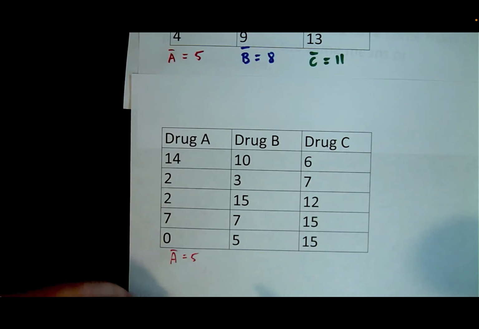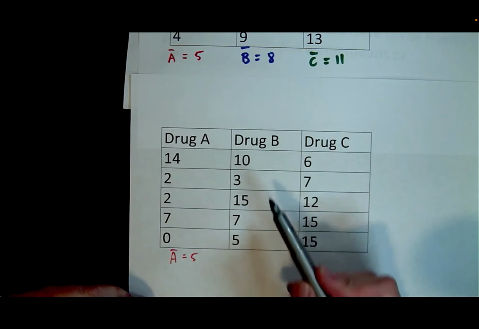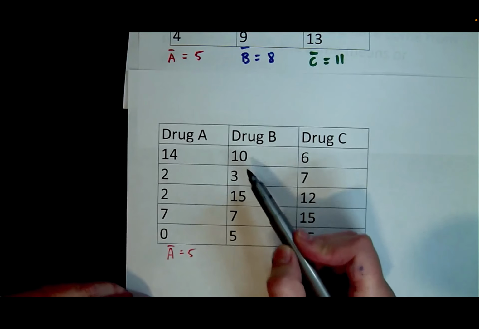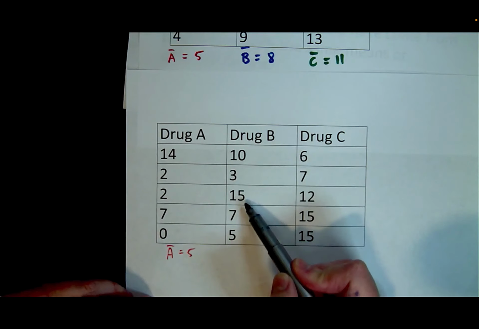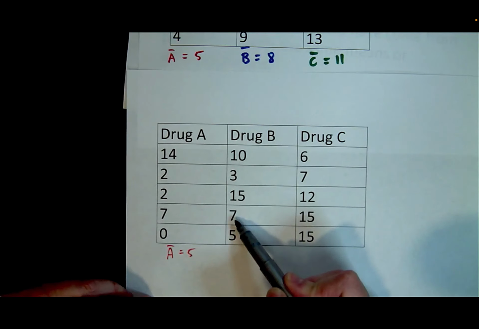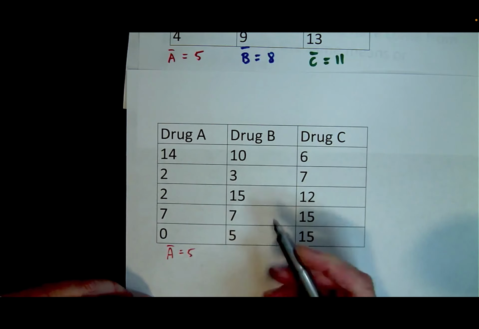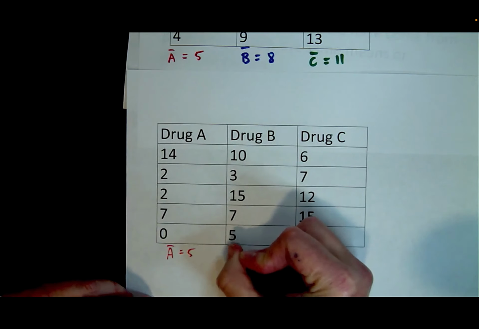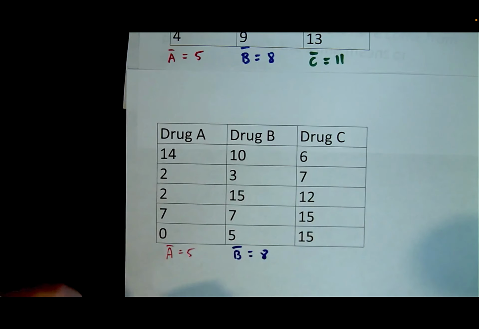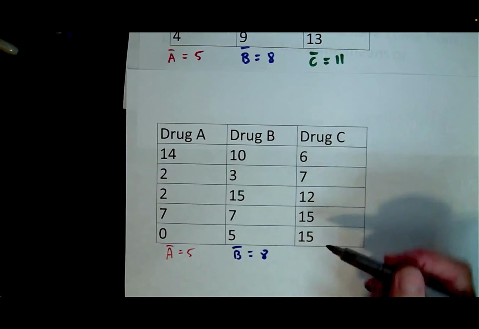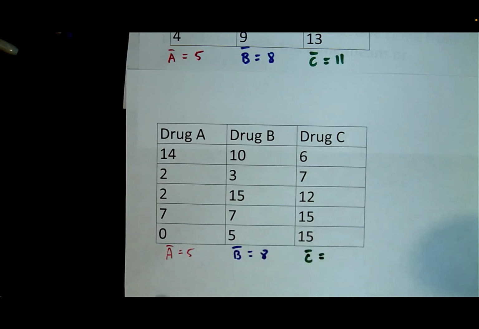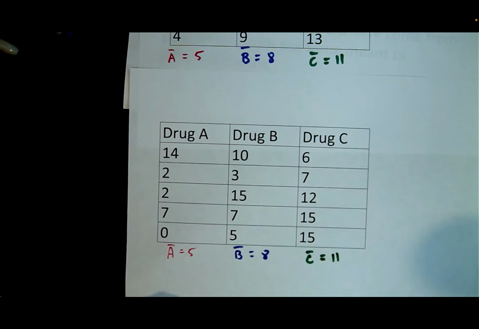Drug B, again, I set these up so that you'll get the same mean, so I don't need to keep doing these to convince you. 13 plus 15 is 28, plus 7 is 35, plus 5 is 40. Divide that by 5, you get a mean of 8. And if you compute the mean for C here, the mean, which I'm going to call C bar again, is 11.